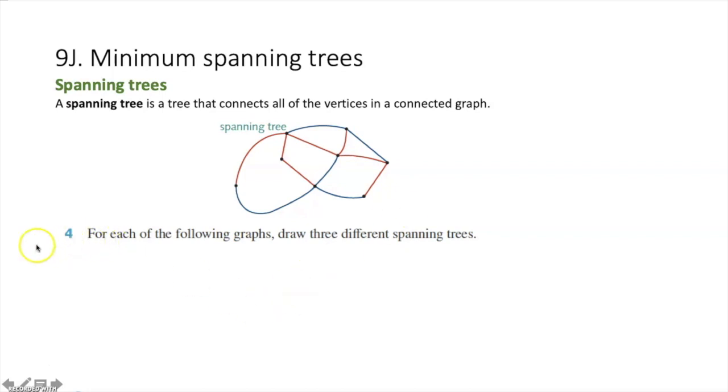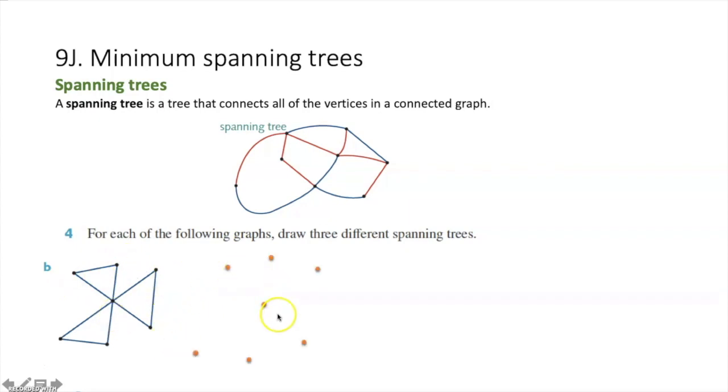So let's have a look at one practice here. For the following graphs, draw 3 different spanning trees. So I just put one example here, which is B. Remember, for a spanning tree, you have to include all the vertices in this graph. So what I'm going to do is, firstly, I'm going to put down all the vertices.